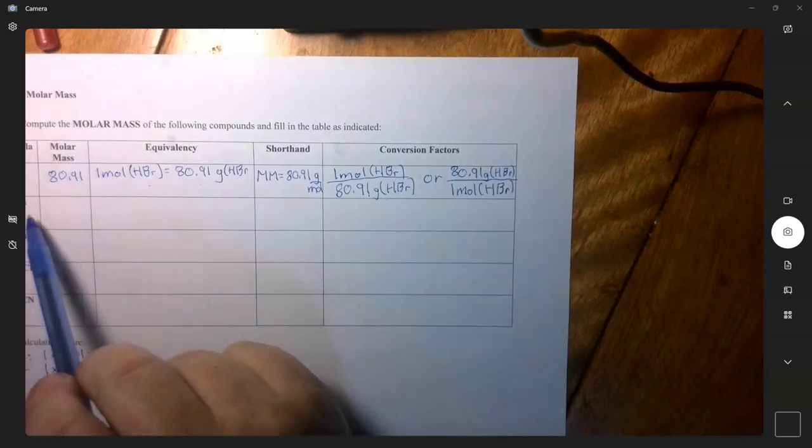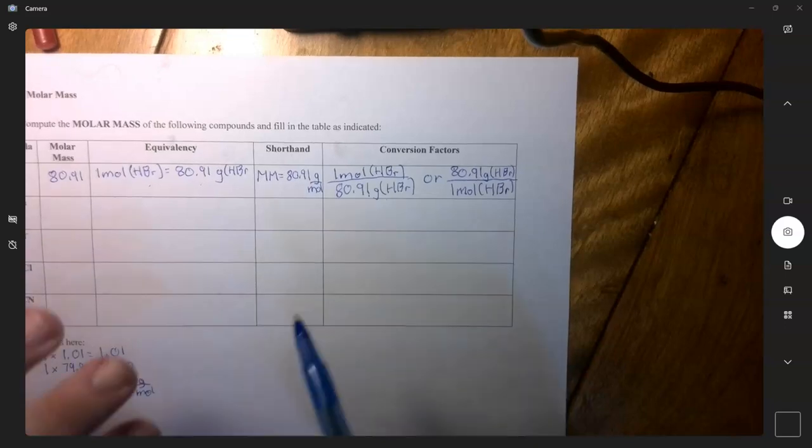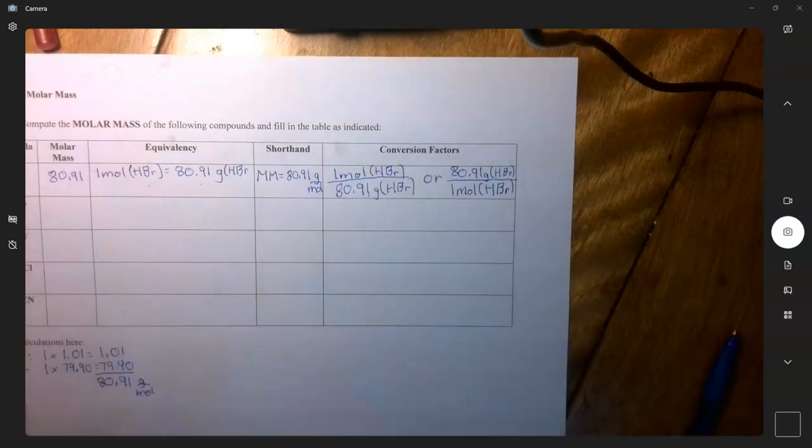Okay, so go ahead and do your calculations for these down here, and then you can go ahead and fill this table out the way I showed you. Again, if you have questions, ask me in class. Okay, I want to see you getting correct answers for everything going forward. No more wrong answers. Okay, all right, so I'll see you in class.